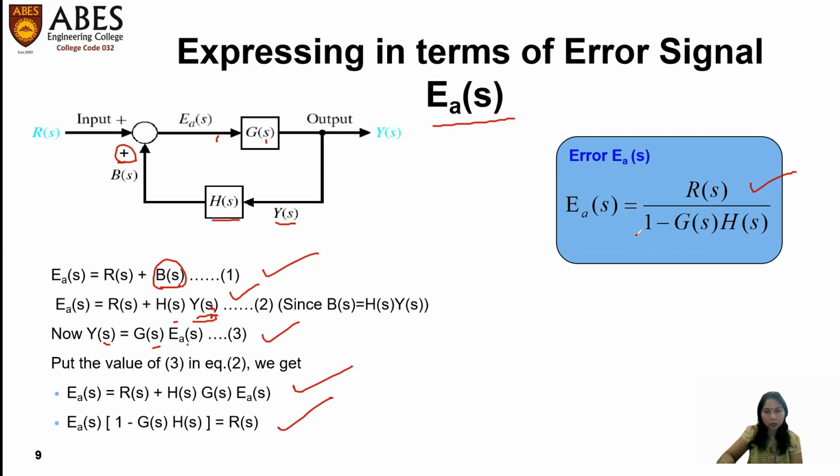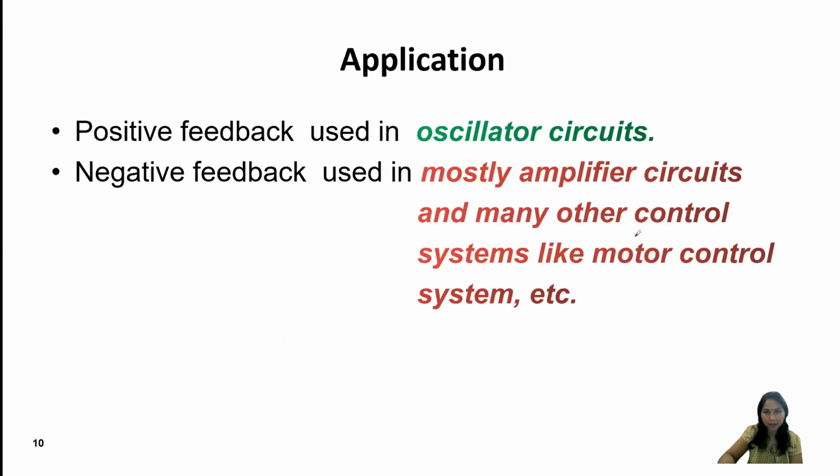So I hope you understood how many types of transfer functions there are in a closed loop system. One is positive feedback, another is negative feedback. We have seen the expressions of the positive feedback transfer function and the negative feedback transfer function, and we have derived these expressions in this lecture.